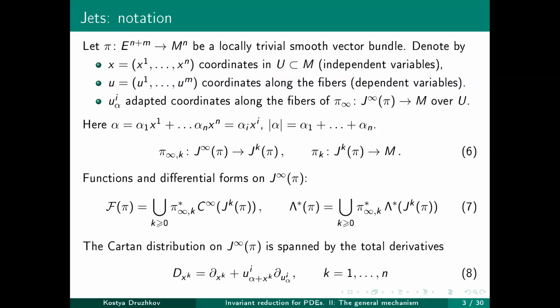The main structure on the infinite jet bundle, or on the infinite jet manifold, is the corresponding Cartan distribution. Using adapted local coordinates, we can describe the Cartan distribution in terms of total derivatives. The corresponding total derivative is given in adapted coordinates, and such total derivatives span the Cartan distribution. At each point, they span the respective plane of the Cartan distribution on the infinite jets.